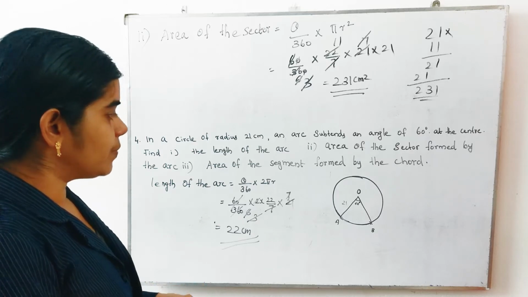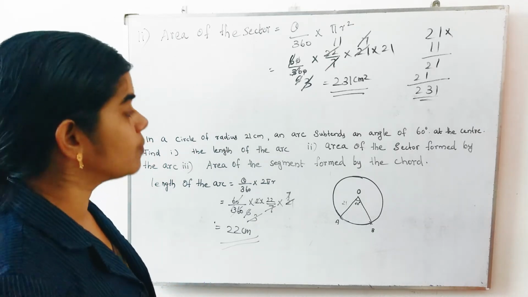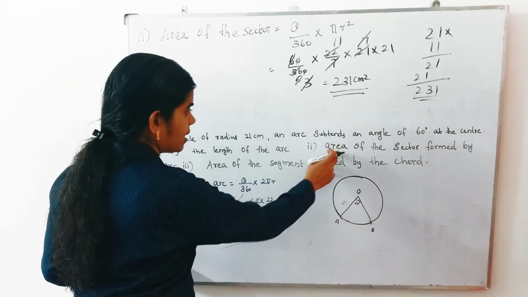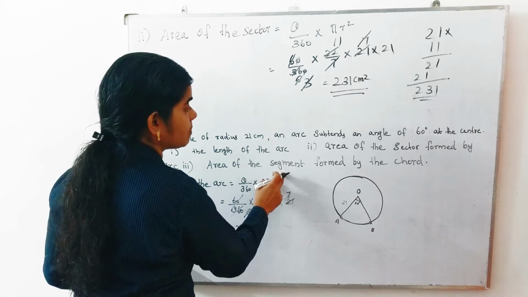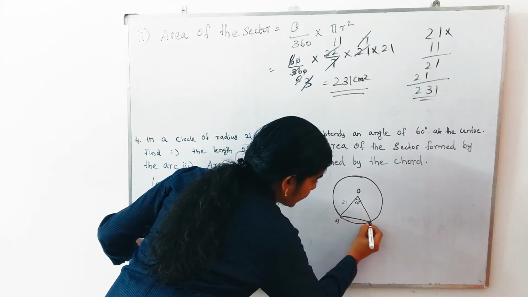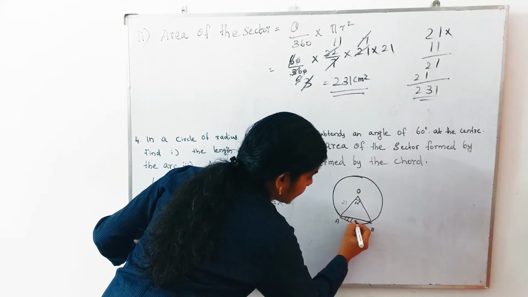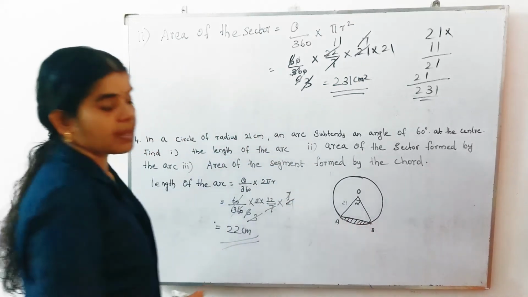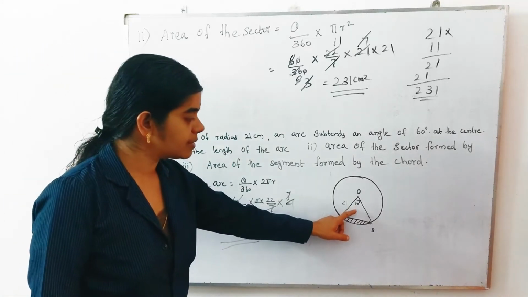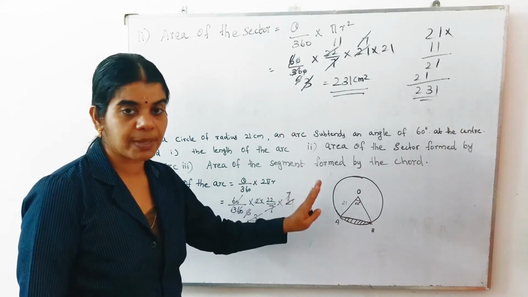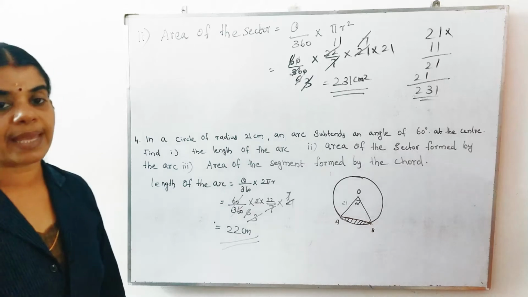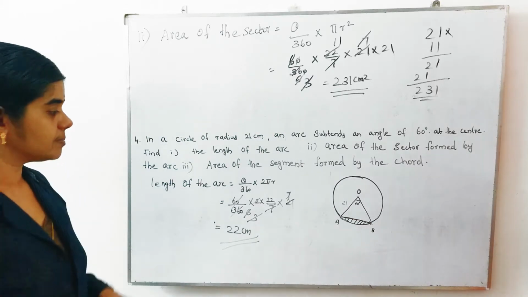Third one, you want to find the area of the segment. AOB is the sector. The third one, area of the segment formed by the chord. Then I am joining one chord AB, and you want to find the area of this segment. How can we find the area of the segment? I already told you: area of the sector minus area of the triangle AOB, you will get the area of the segment.